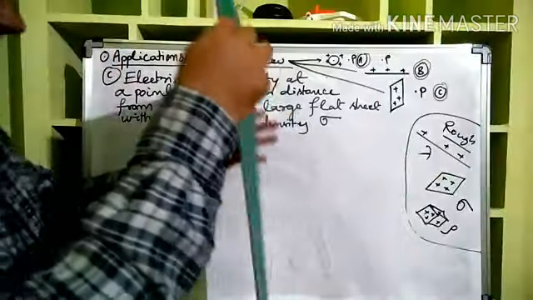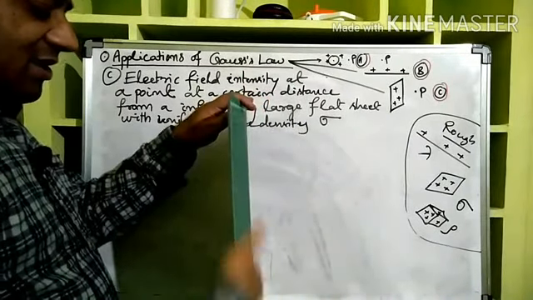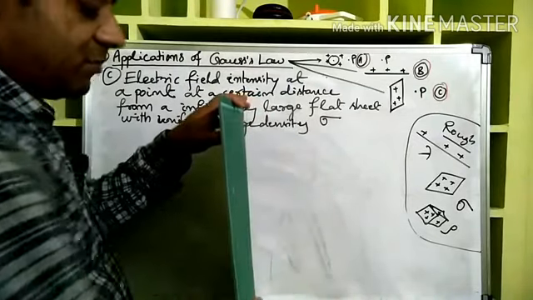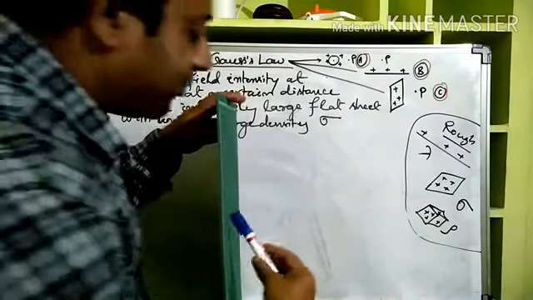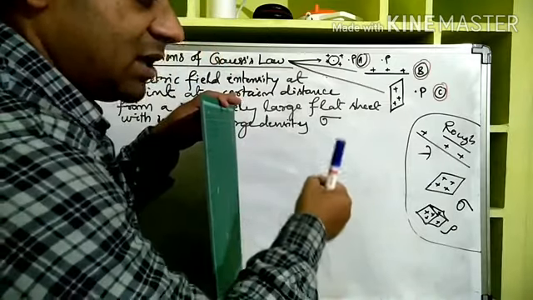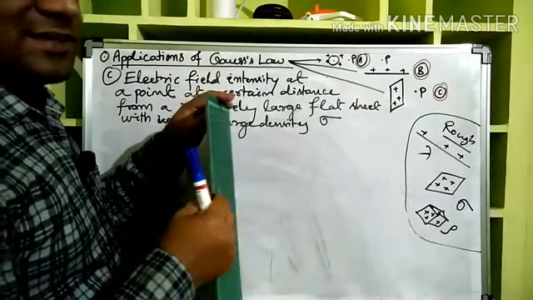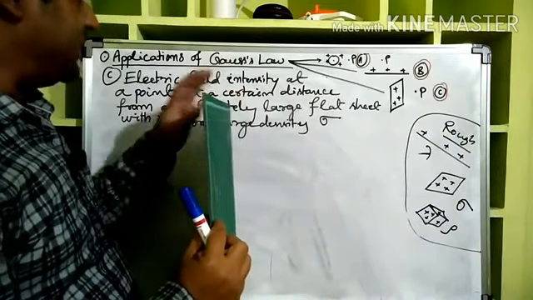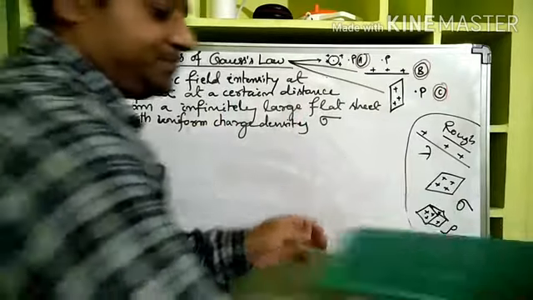Now, suppose I am having a sheet like this, and this is a very huge, very large flat sheet, imagine, and the charge is distributed uniformly all over it. Now, at any point P from here, due to this flat sheet, what is the electric field intensity? That is, at that point, if I keep one unit positive charge, how much force will it experience. Deriving that is the third application of Gauss law.